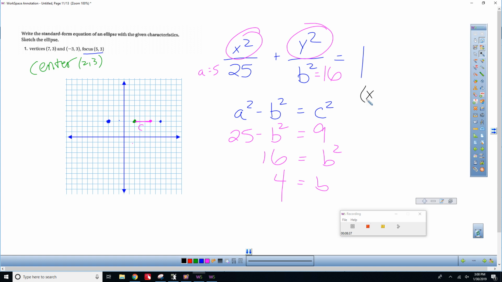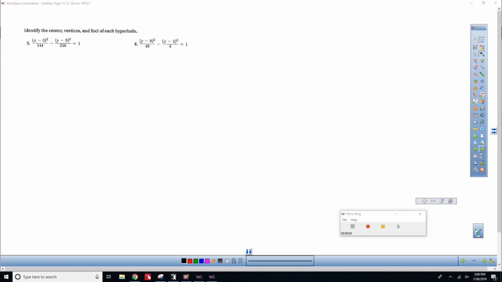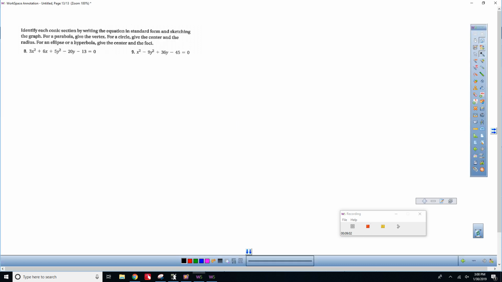x, let's see, right 2, (x minus 2) quantity squared over 25, plus up 2, (y minus 2) quantity squared over 16, equals 1. Okay? So that's how you're going to do these questions. I guess they're not easy. It's just a slight difference to what you did before.